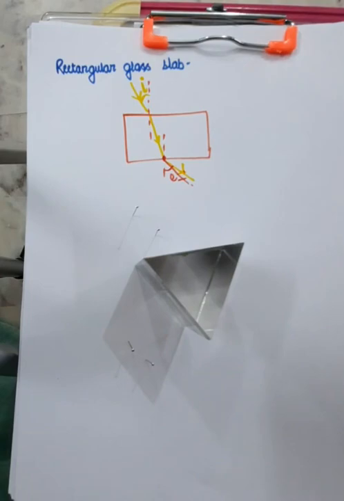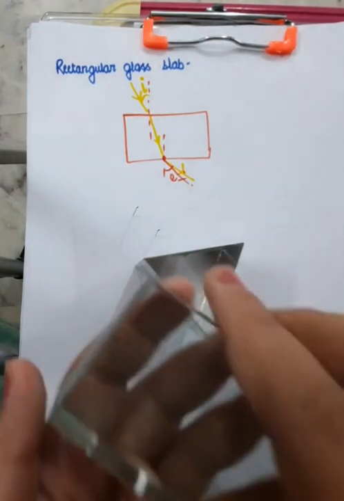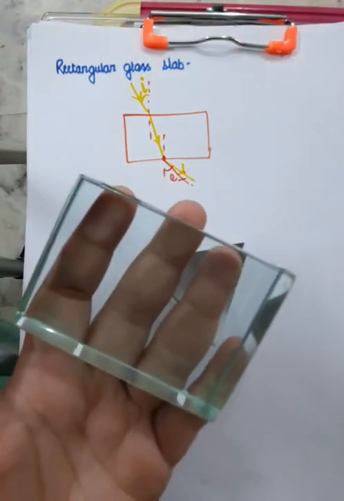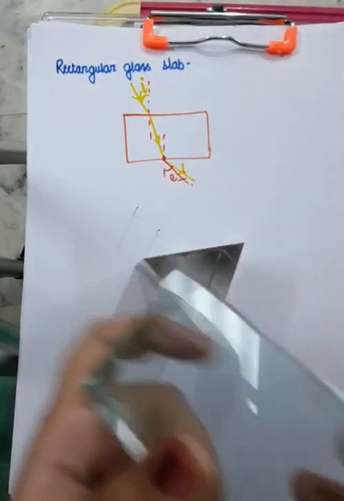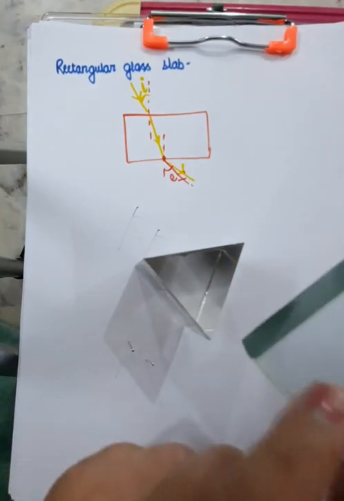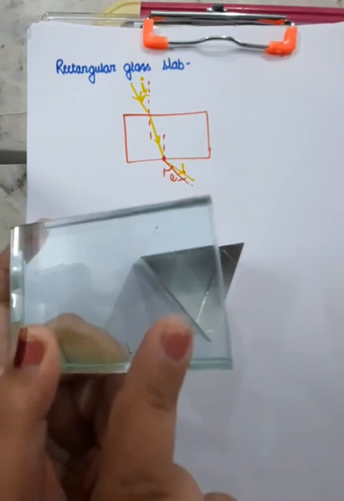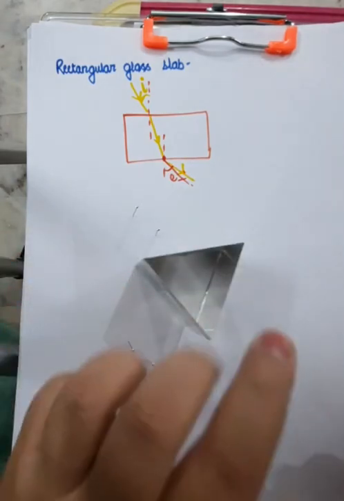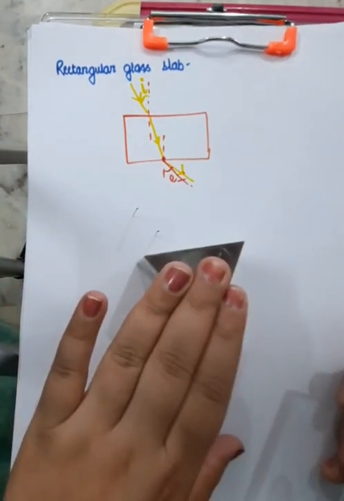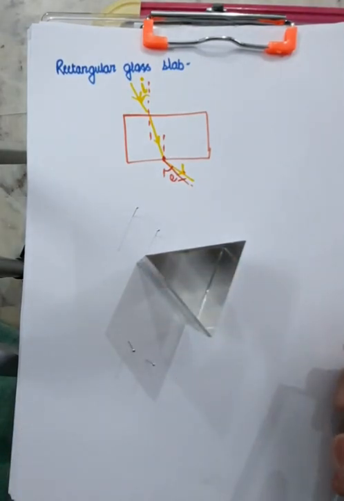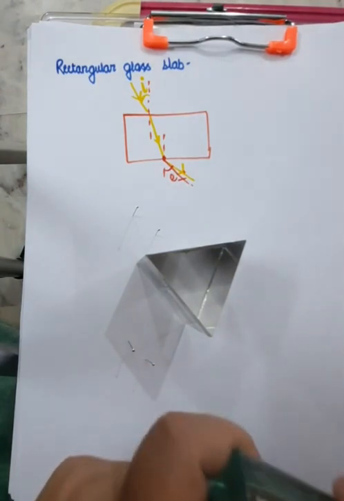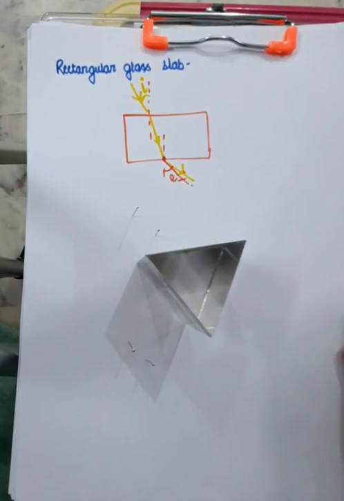Now I told you that it's very similar yet very different from this, which is a rectangular glass slab. The first point of difference is that their shapes are different. All faces of the slab are rectangular, while the prism has 2 triangular faces and 3 rectangular faces. And then what is the similarity between the two? They both show us 2 refractions.